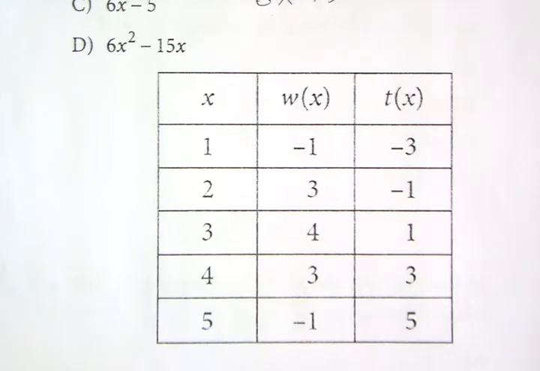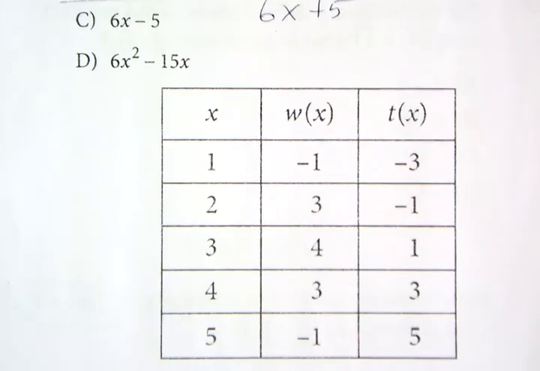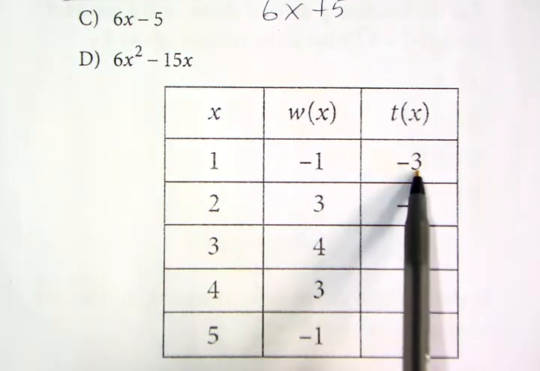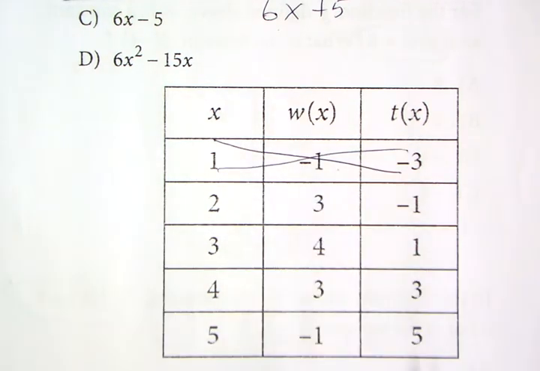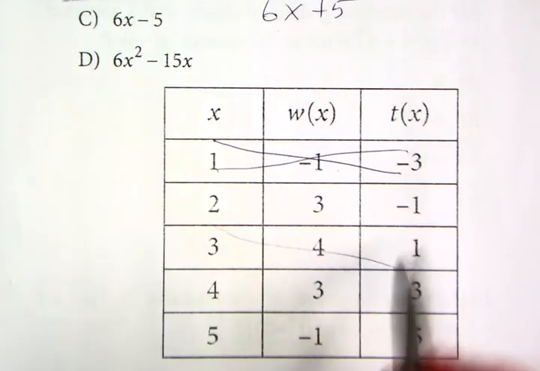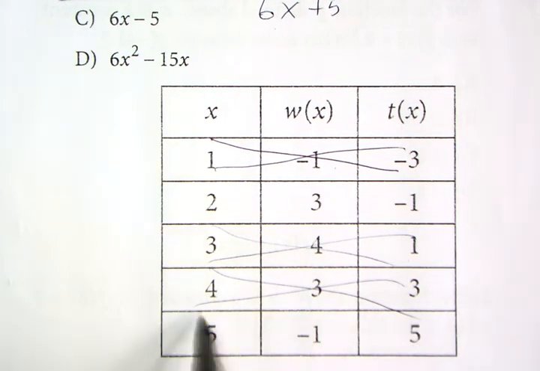For this table at the bottom, they want to know for which value of x is w of x plus t of x equal to x. So we add together these rows, and we say, is negative 3 plus a negative 1, 1? The answer is no, it's not. Is 1 plus 4, 3? No. Is 3 plus 3, 4? Nope. Is 5 plus a negative 1, 5?